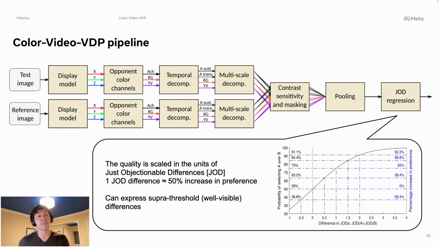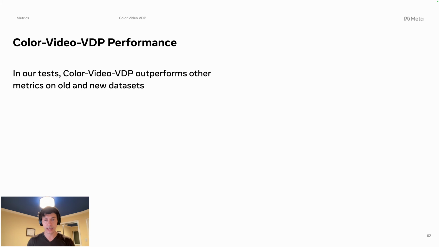So finally, I mentioned the metric is scaled in these just objectionable difference units. And this is an interesting aspect of our metric, that the output is in actually meaningful units that you can convert to things like percentage preference. So for example, if your result is 1 JOD off from the reference, it's 1 JOD away, that means 75% of the people will prefer the reference, and 25% of the people will not notice, and they'll choose the distorted version. So it gives you a really good intuition when you get a score of how bad the artifact is by converting it to a percentage preference and sort of going from there.